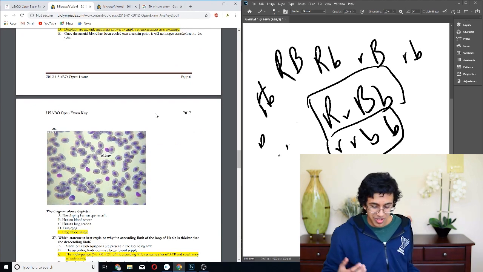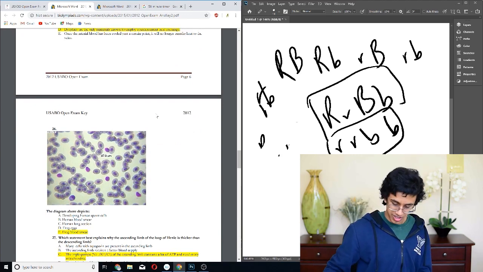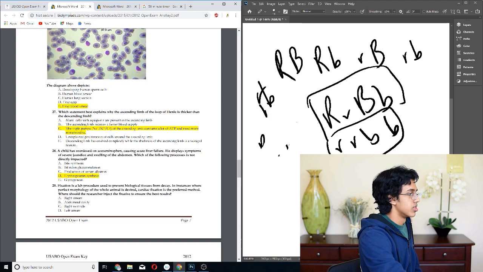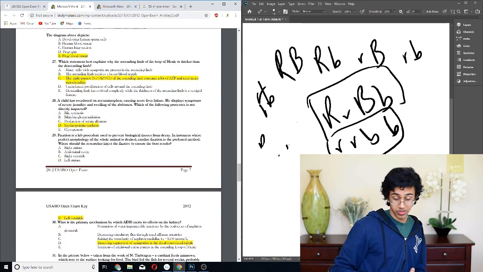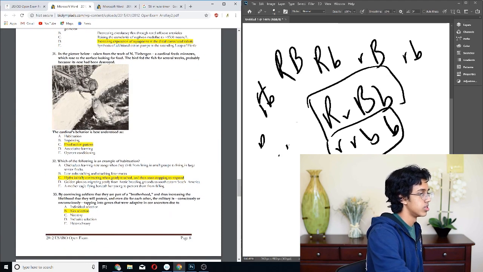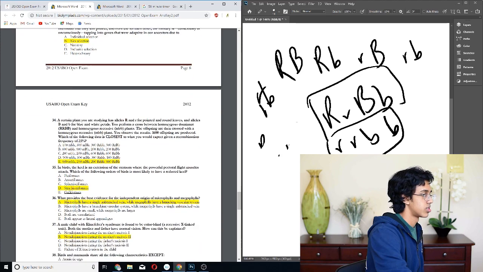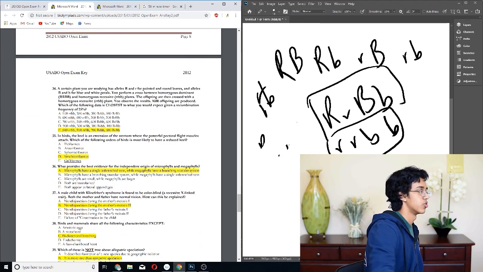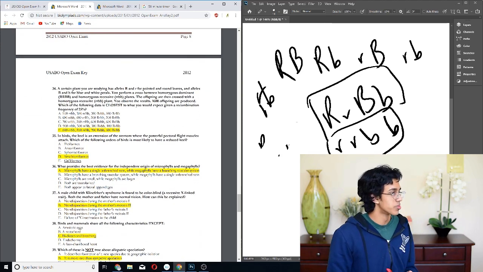How am I supposed to know the difference between frog blood and human blood? 26 is wrong. Yep. Nope. I don't know how that works. Yep. Yes, sir. Okay. Kin selection. Nice. Ooh. Nope, I have no idea what Struthioniformes are.